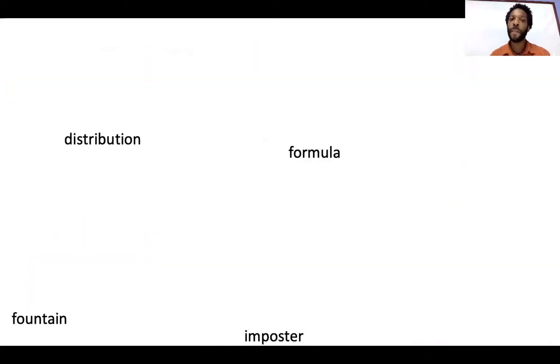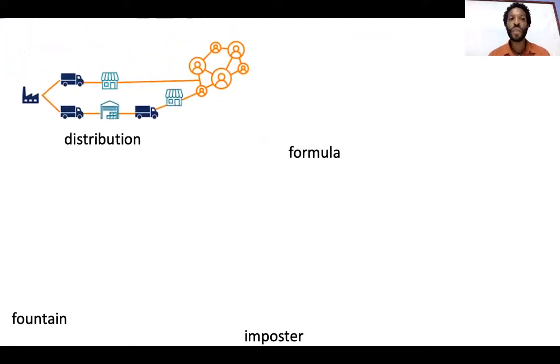Next word is distribution. Distribution is how a product goes from the factory to the store. So it can go by car, by plane, by train. These are called modes of transportation for distribution.